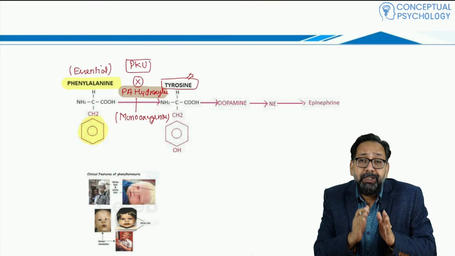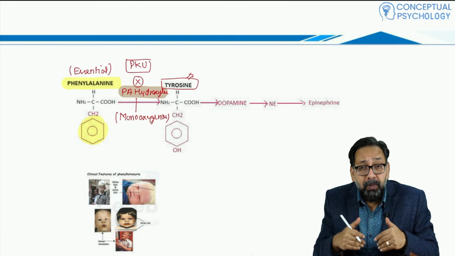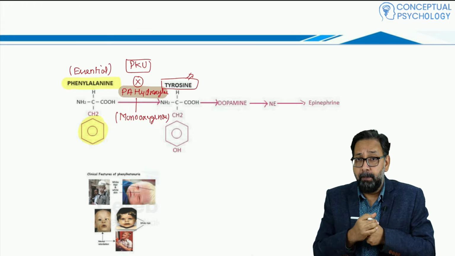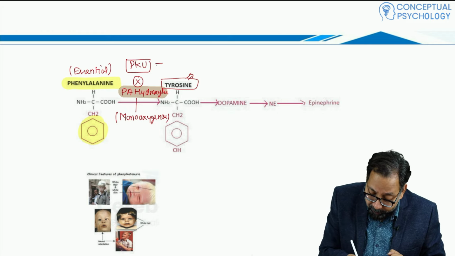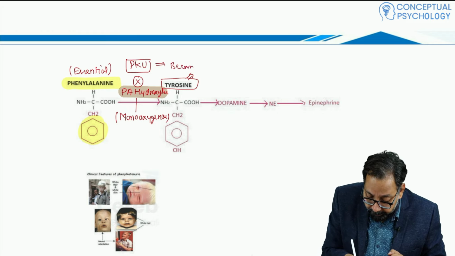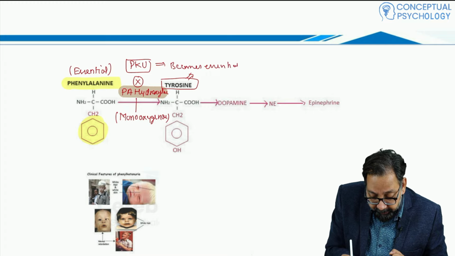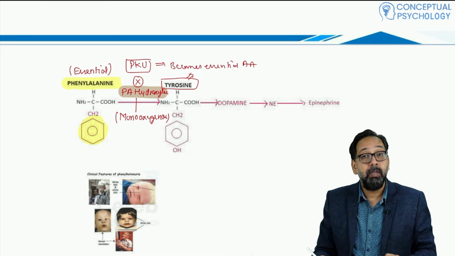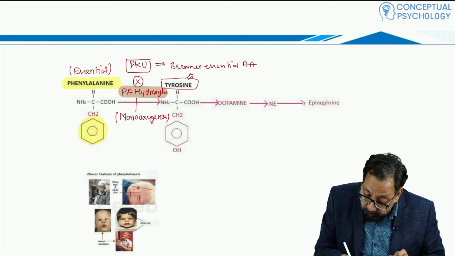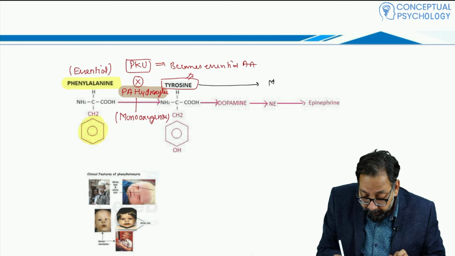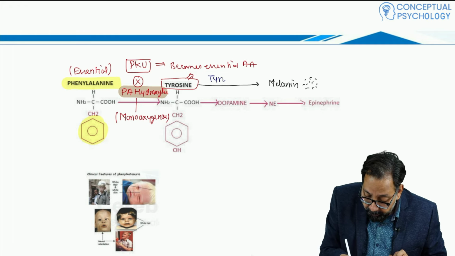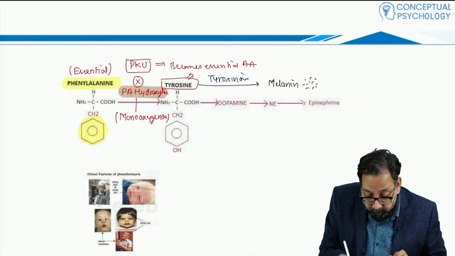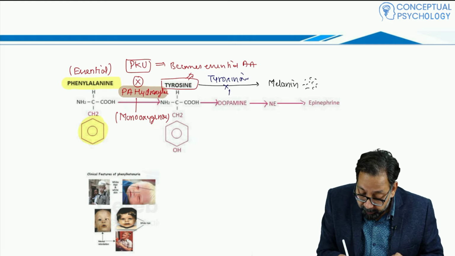Tyrosine is a non-essential amino acid because it is normally synthesized in our body. But in phenylketonuria, it can't be synthesized. So the question is asked: in phenylketonuria, tyrosine becomes an essential amino acid. Normally in our body, tyrosine is further converted to melanin, the black pigment, by the enzyme tyrosinase. If tyrosinase is deficient, then the disorder is albinism.